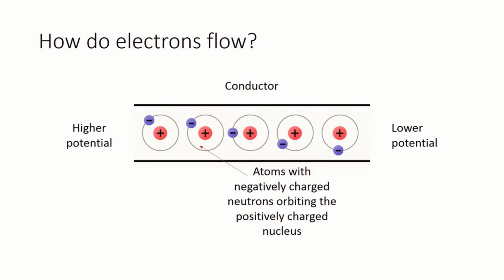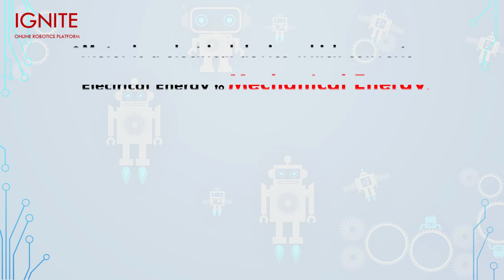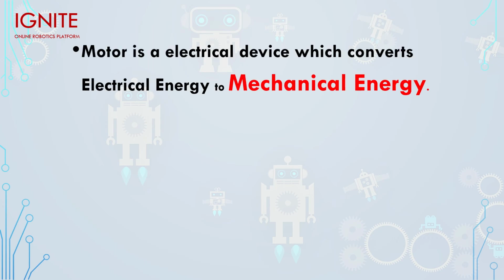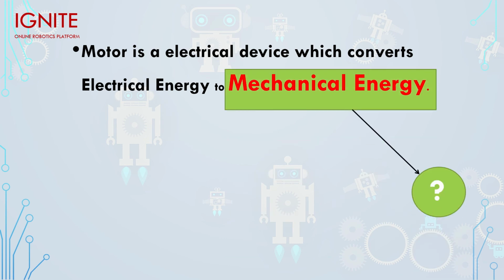I hope it is very clear, and if you are not clear with this concept, please write it down and then discuss with me on video, on Skype chat. Okay, then let's go for the motor. The next definition is mechanical energy. So a motor is an electrical device which converts electrical energy to mechanical energy.